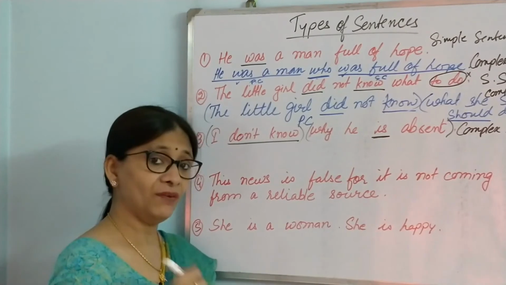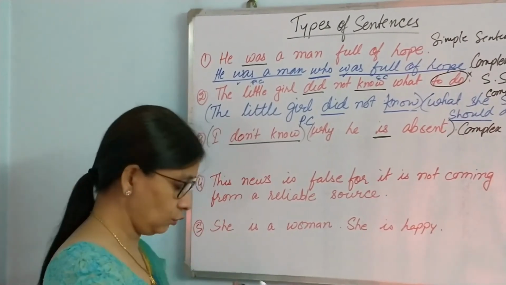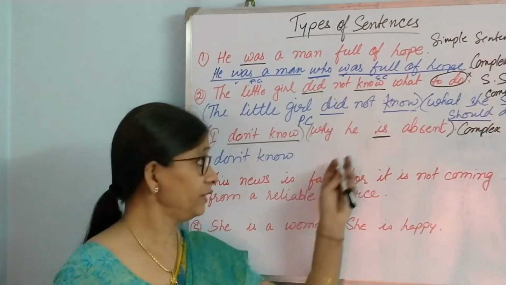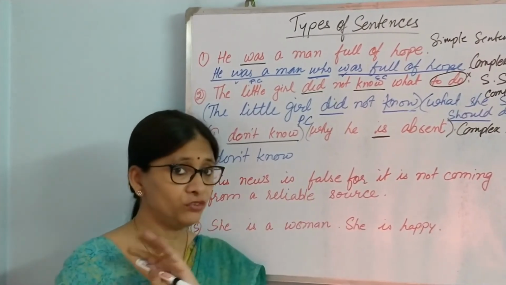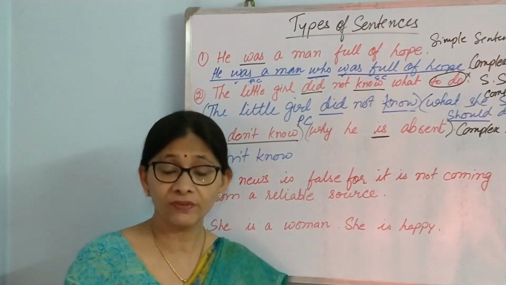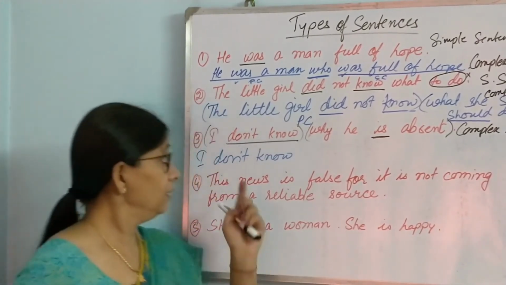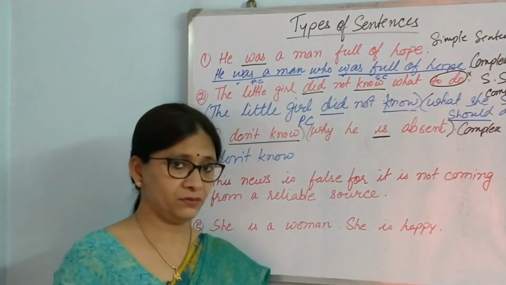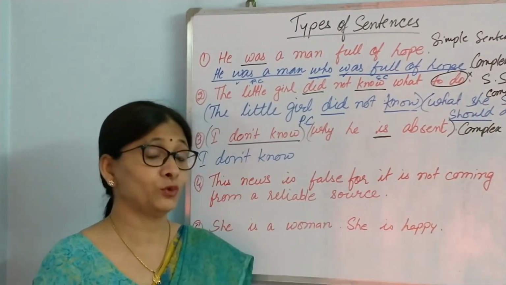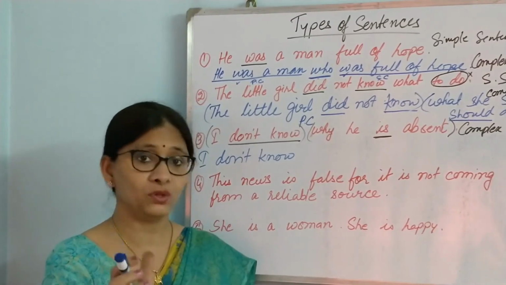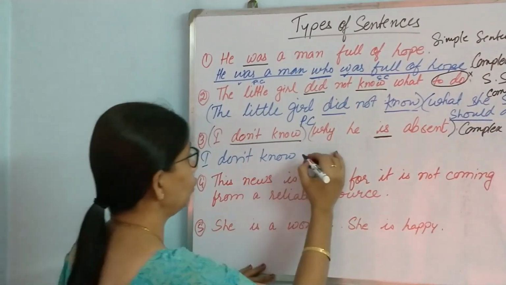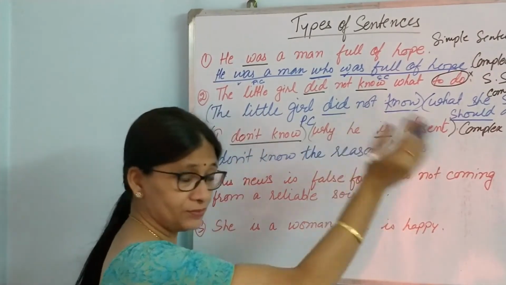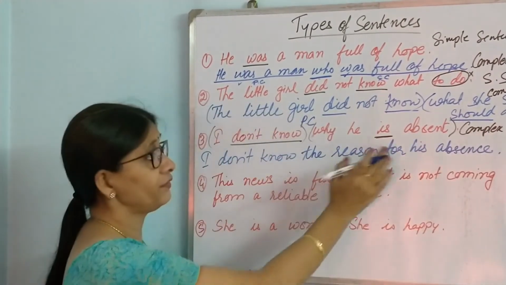Now we have to make this sentence into a simple one. How do we do that? Keep in mind, in a simple sentence we have only one verb. So we have to do away with this verb. Now we cannot change the meaning of the sentence, so we have to change a few words. "Why" says something about the reason. Reason is not known, so we can use the word reason. I don't know the reason for his absence. Now "absent" becomes "absence" here.